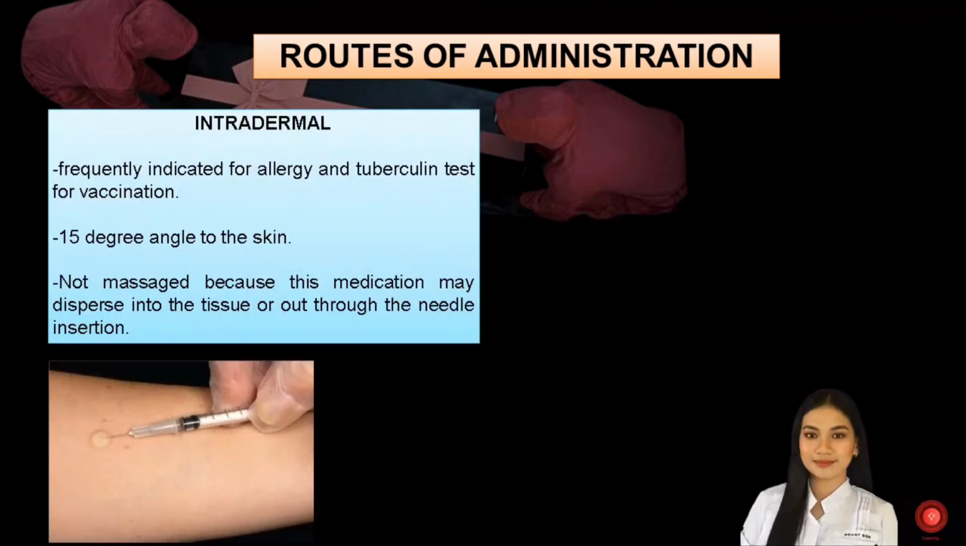We have here the intradermal. It is frequently indicated for allergy and tuberculin tests for vaccination. It is performed by inserting the needle at a 15-degree angle to the skin. It is not massaged because this medication may disperse into the tissue or out through the needle insertion.